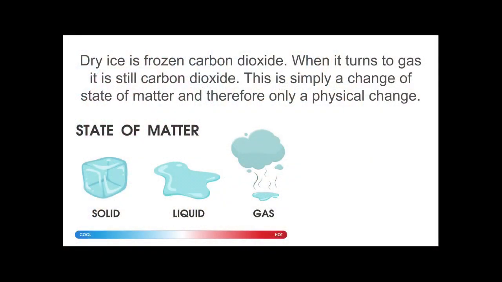Dry ice is frozen carbon dioxide. When it turns to gas, it is still carbon dioxide. This is simply a change of state of matter and therefore only a physical change. When a solid turns straight into a gas, we call that sublimation. It's still the same substance, and so it is only a physical change.